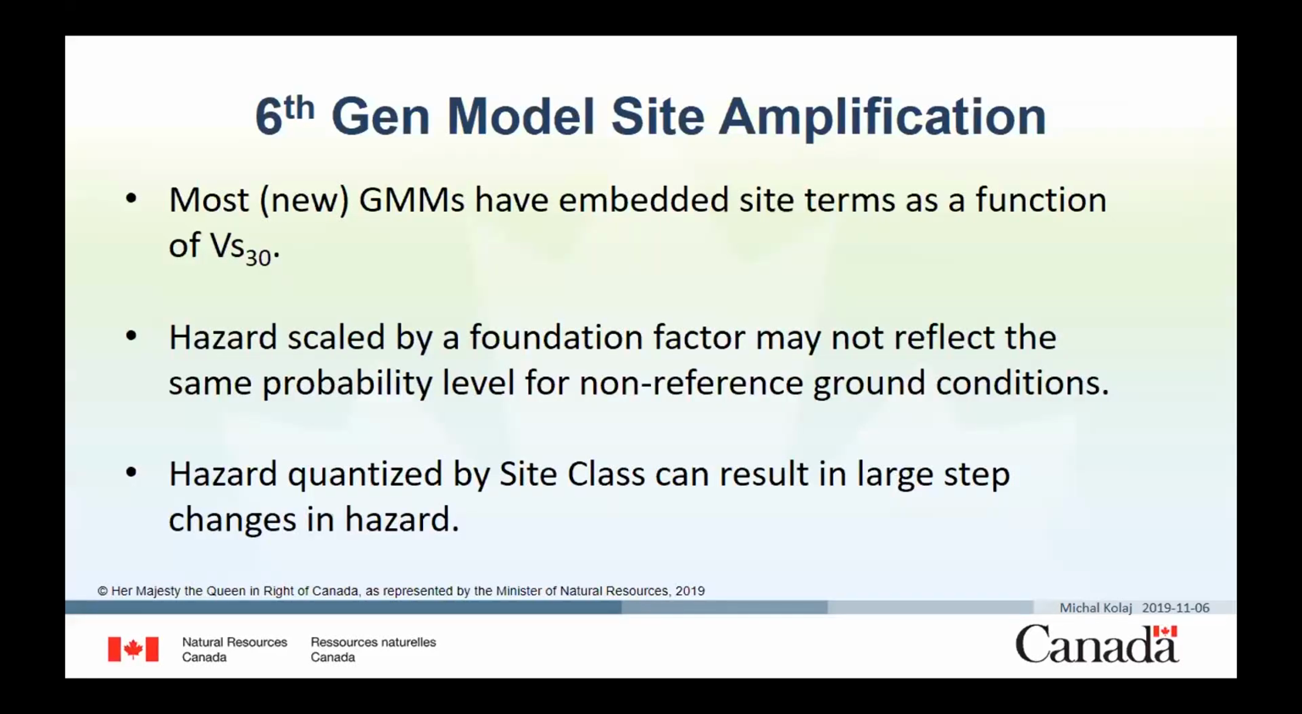So the big other change in the new model is site amplification. So I mentioned previously in the 5th generation model, you would calculate hazard for site class C and then apply tables to scale that to any site condition. In 2020, we now calculate hazard for a whole range of site conditions and provide that directly to the practitioner as a function of VS30. So if your VS30 is 200, we provide you the hazard at 200. If it's 1600, we'll provide you the hazard at 1600. And that was a lot of work.